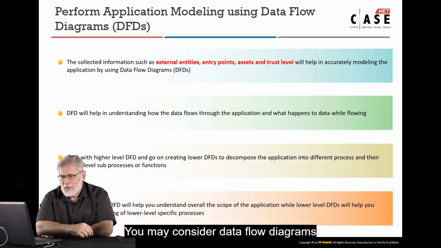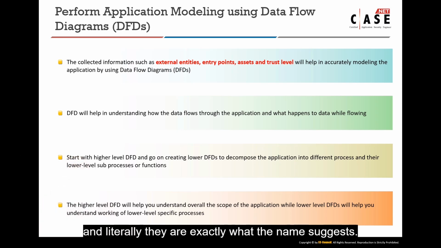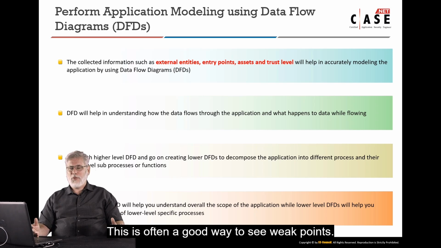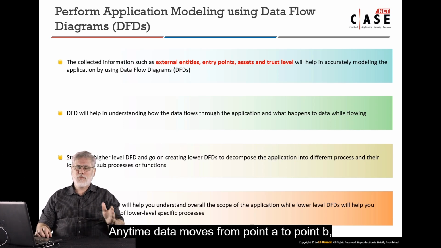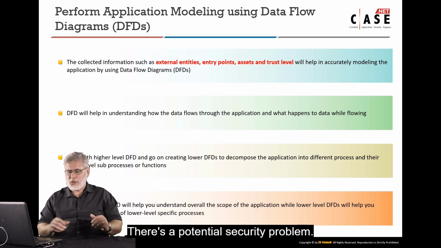You may consider data flow diagrams to model your application, and literally they are exactly what the name suggests. They look at any entry points, entities, assets, trust levels, and show the flow of data into, through, and back out of your application. This is often a good way to see weak points. Anytime data moves from point A to point B, there's an issue there. There's a potential security problem.